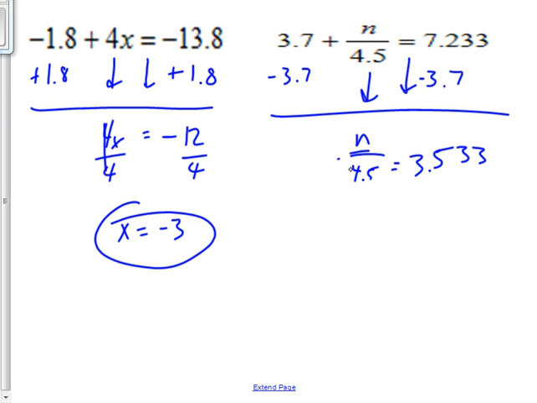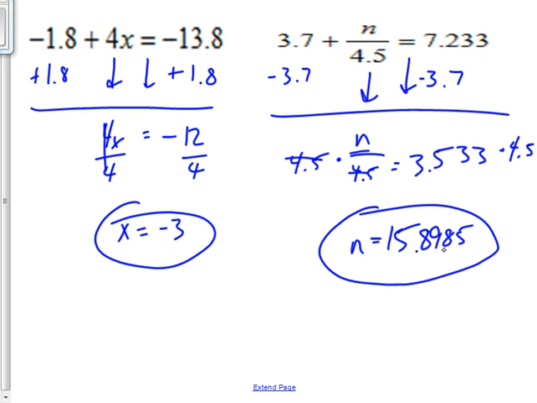Okay, now this is division. So how do I get rid of division? Multiply by 4.5 on both sides. All right, the 4.5s will cancel, and n is going to be equal to 3.533 times 4.5, which is 15.8985. Now, just go ahead and check that. So we take that number, divide it by 4.5, hit equals, and we're going to add 3.7, and we get 7.233. So it works. Now, we're not going to round anything. This is the exact answer.